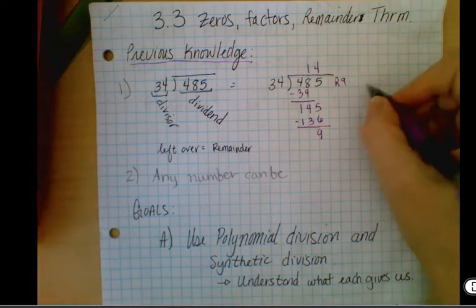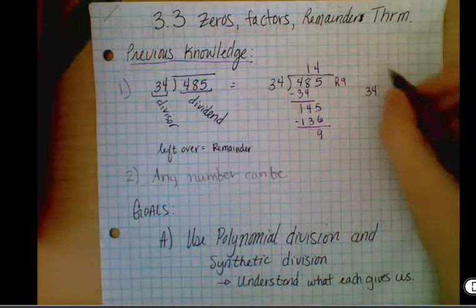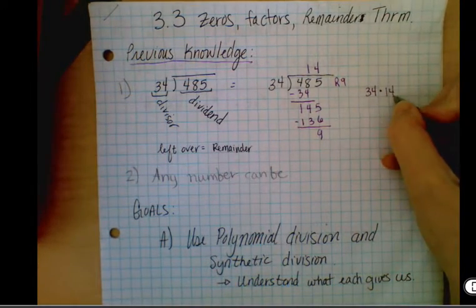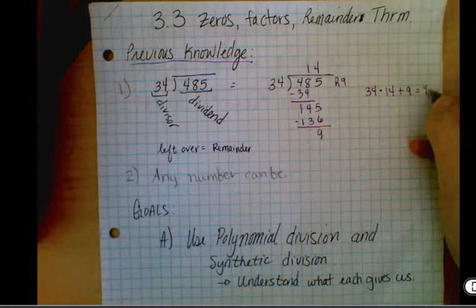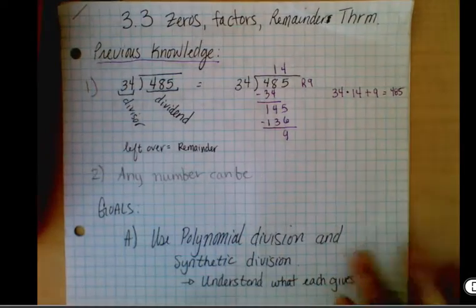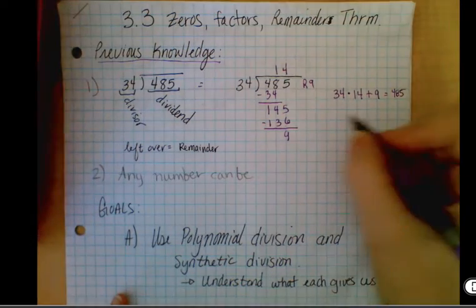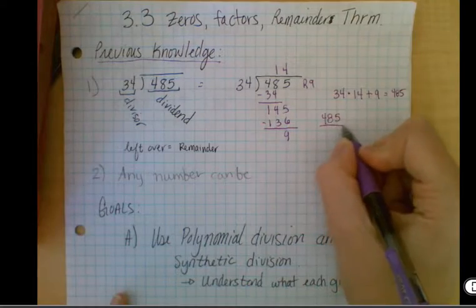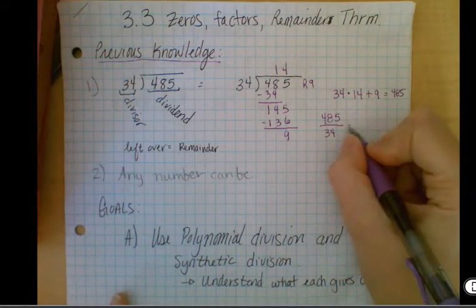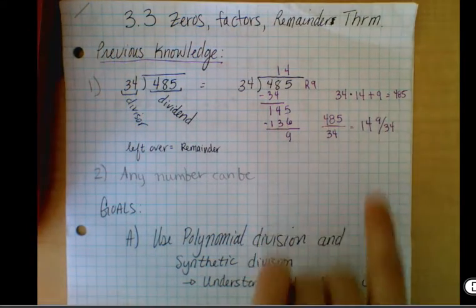So you can write this 2 ways. You can write that 34 times 14 plus 9 equals 485. Or we can look at it in terms of a fraction. So you can say that 485 divided by 34 is equal to 14 and 9/34. So those are the same thing, and this is what we're doing when we're doing polynomial long division.